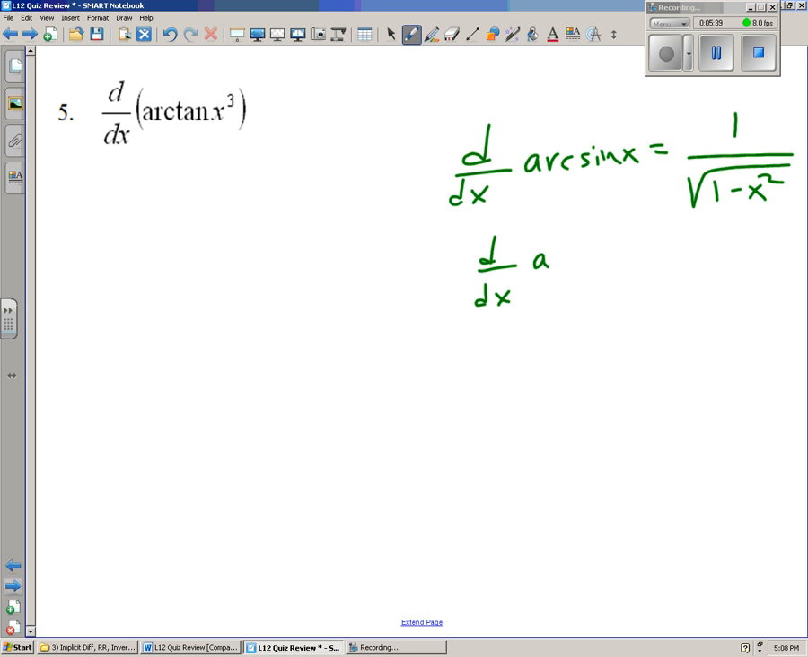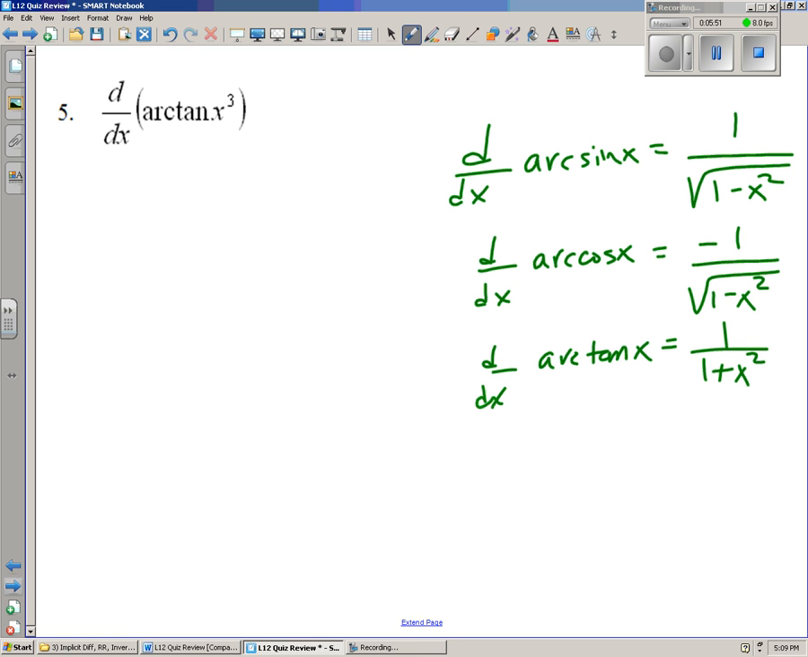The derivative of arc cosine of x is negative 1 over root 1 minus x squared. And the derivative of arc tan x is 1 over 1 plus x squared. In your packet, we carefully derived the arc sine and the arc tangent formula, and I gave you the arc cosine formula. So here we have arc tan of stuff. Derivative of arc tan of stuff is 1 over 1 plus the stuff squared.